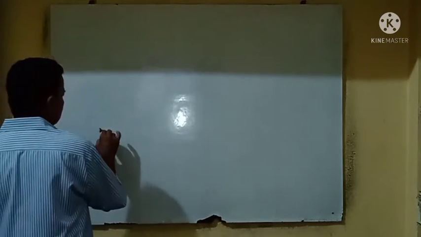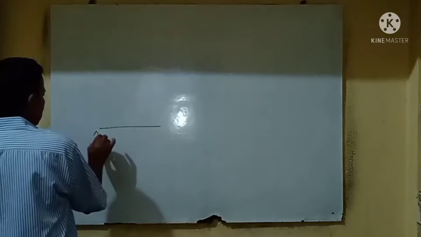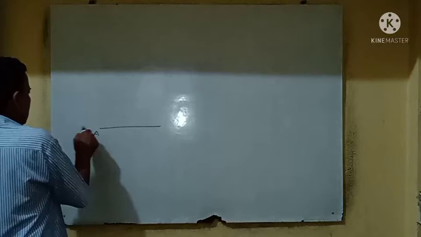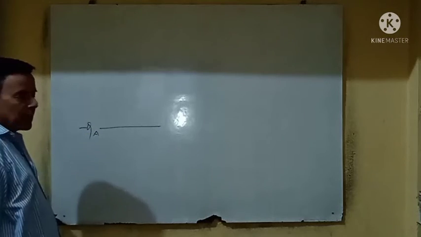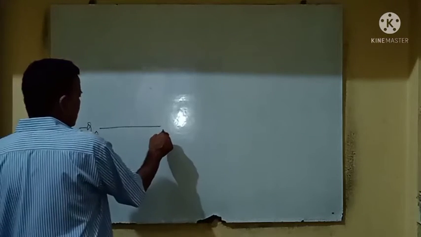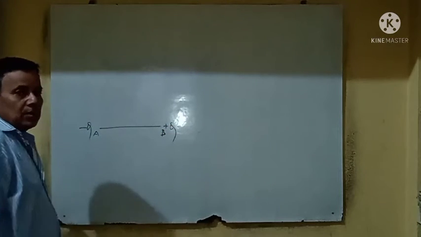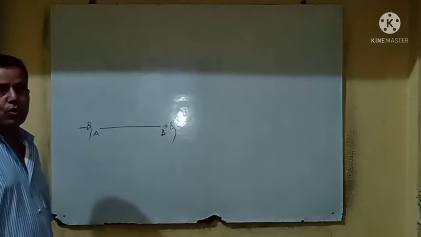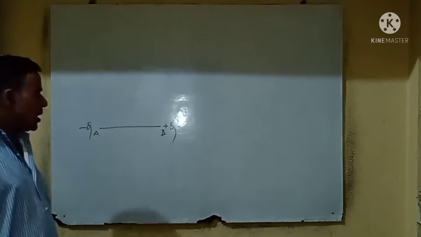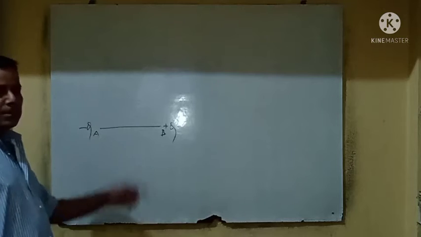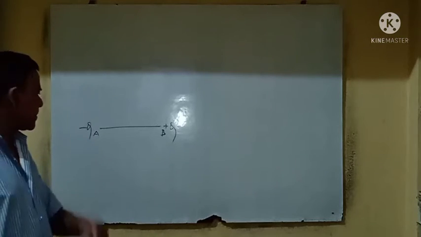Suppose that this is point A and the charge is minus Q. And suppose that this is point B and the charge is plus Q. Suppose that there are 2 points A and B. At point A there is a negative charge minus Q and at point B there is a positive charge plus Q.